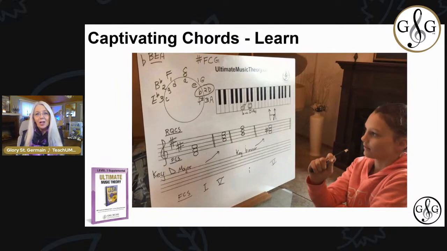Using your Ultimate Music Theory whiteboard, I usually have my students write things out. Here you can see my student has written out her circle of fifths. She's got the key of D major. She's putting in her functional chord symbols and her chords. She's doing it in root position. So she can clearly see D major, chord number 1, and chord number 5 is actually an A major triad, right? Is this making sense for you guys?